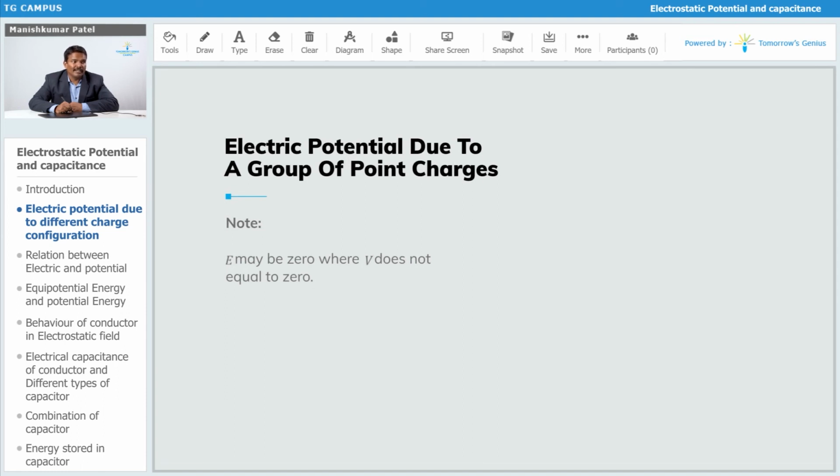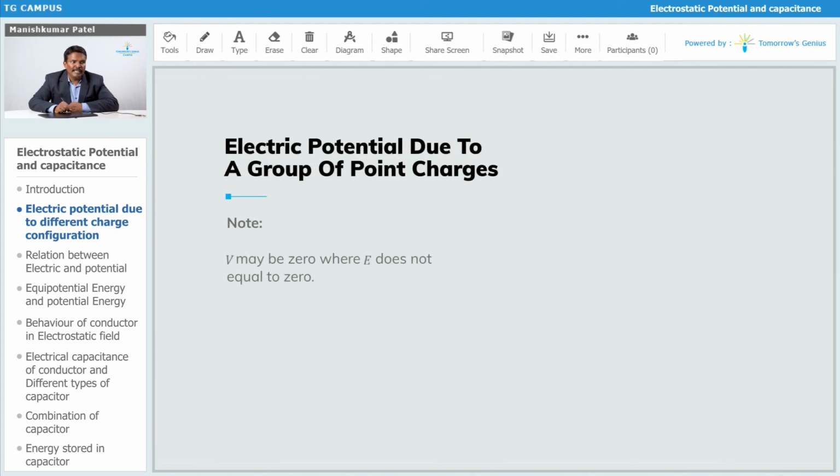Now this is very interesting: E may be 0 where V does not equal 0. So there might be a point where the electric field is 0. For example, take a spherical shell, where the charge is distributed uniformly on the spherical shell. Let us consider this point P. The electric field is 0 inside this spherical shell, but the potential is not 0. So this is one case where this condition is satisfied.